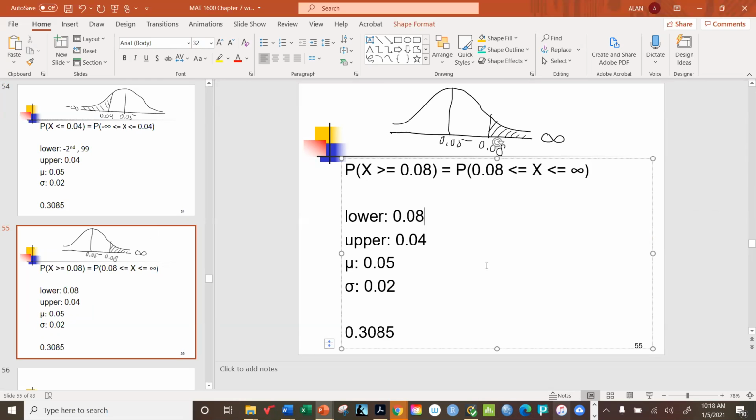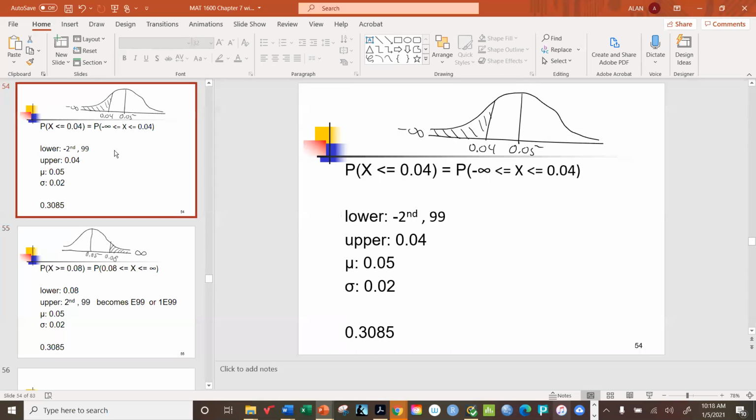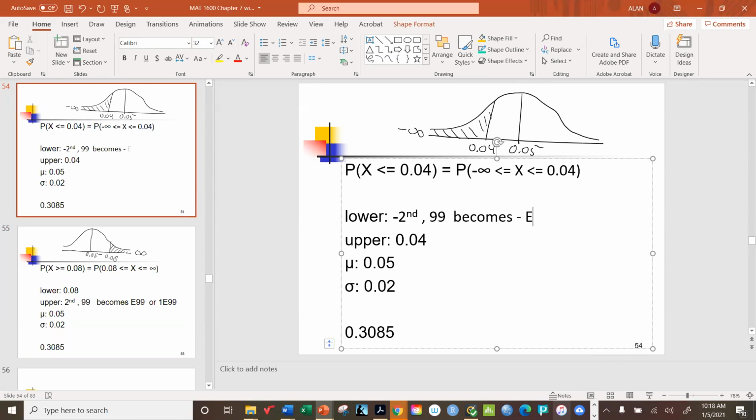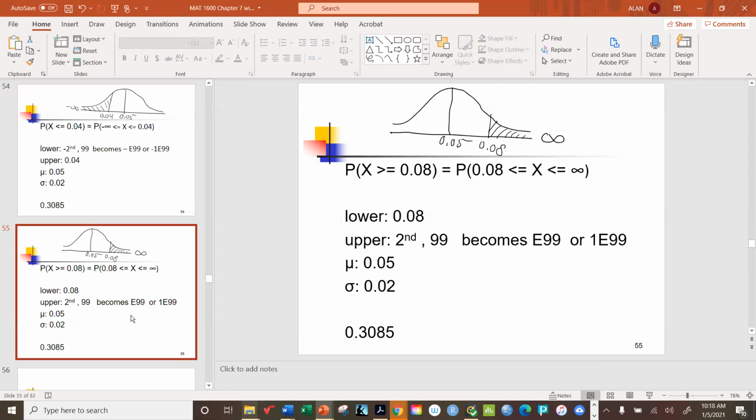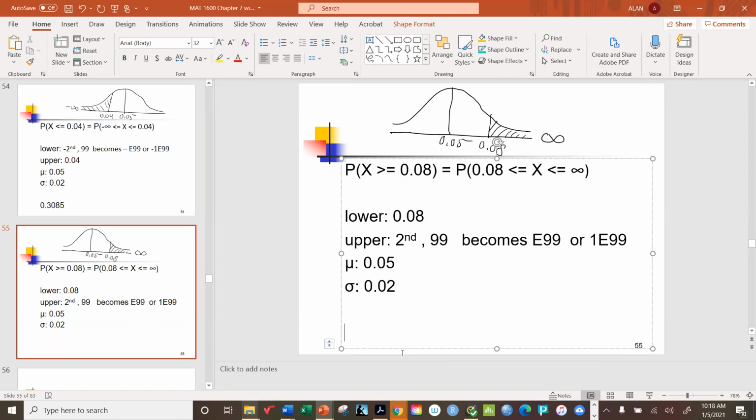The upper limit is positive infinity, which, instead of negative second comma 99, is simply second comma 99. When you type this in, you'll notice that it either lists it as E99 or possibly 1E99, depending on which version of the calculator you have. Like here, for example, we had either negative E99 or negative 1E99. It means the same thing. So then you plug in, and these two don't have to change. The mean is the same. The standard deviation is the same.